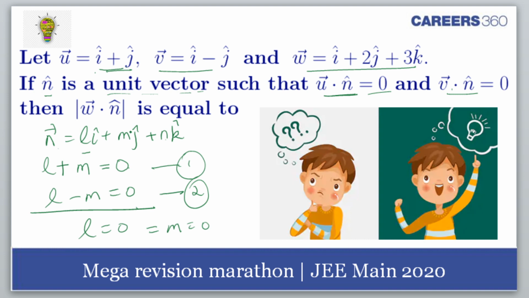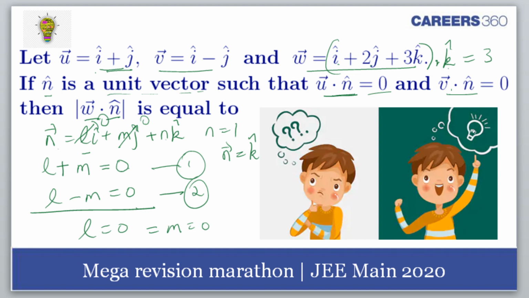Okay? Now, n is a unit vector, L is 0, m is 0, and it's a unit vector, so n would be 1. So, n vector is nothing but k unit vector. So, w dot n is w dot k. So, this with k, that would be 3 only, because i dot k would be 0, j dot k would be 0 as they are perpendicular, hai na? That is 3. The answer is 3. Yes, Sanskruti, you're right only.